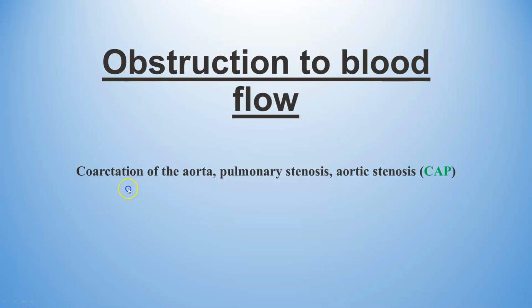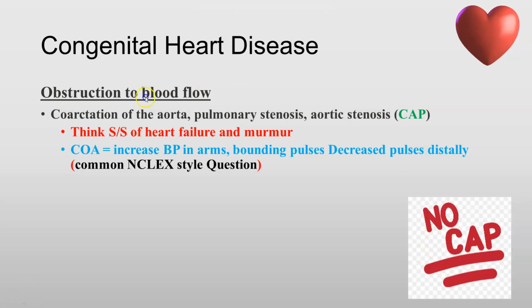Obstruction. So our coarctation. So I have a pinching of the aorta. I have a narrowing of the pulmonary valve and a narrowing of the aortic valve. Those narrowings are called stenosis. And what we're talking about for obstructive is no cap. I don't want coarctation of the aorta. I don't want aortic stenosis, and I don't want pulmonic stenosis. So, it does not change for us. Signs and symptoms of heart failure and a murmur.